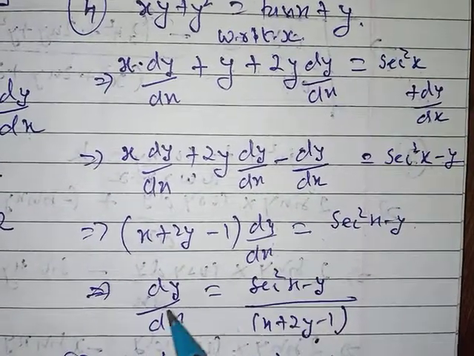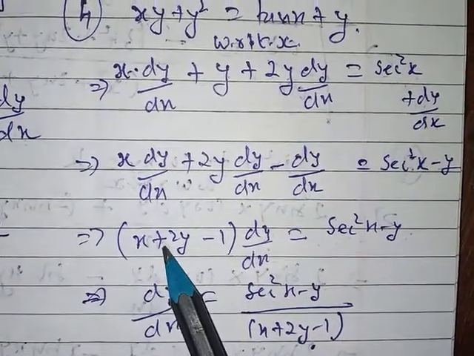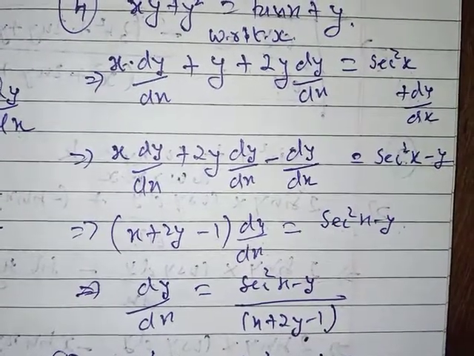So dy by dx is equal to minus (sec²x... y) upon (x + 2y - 1). So this is your final answer. Fifth sum.